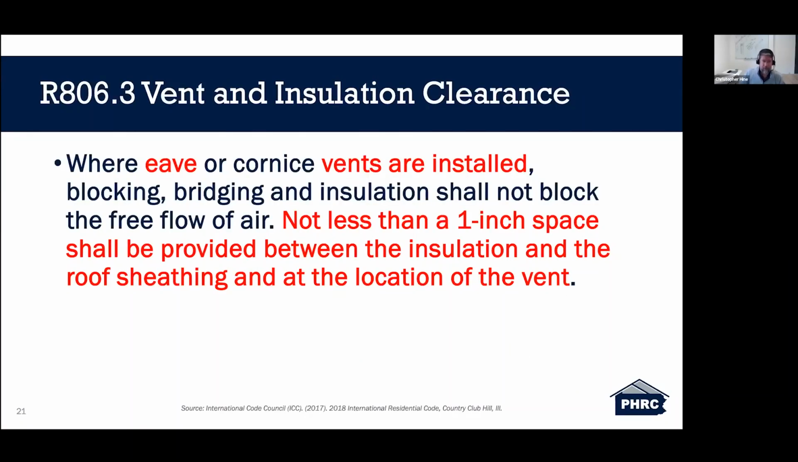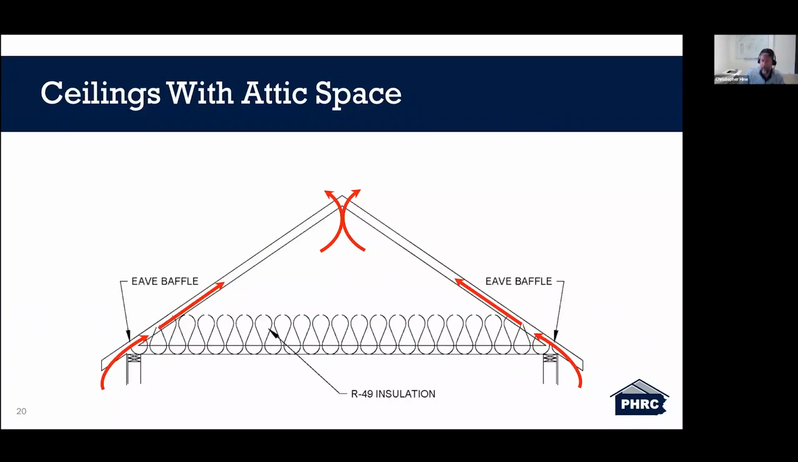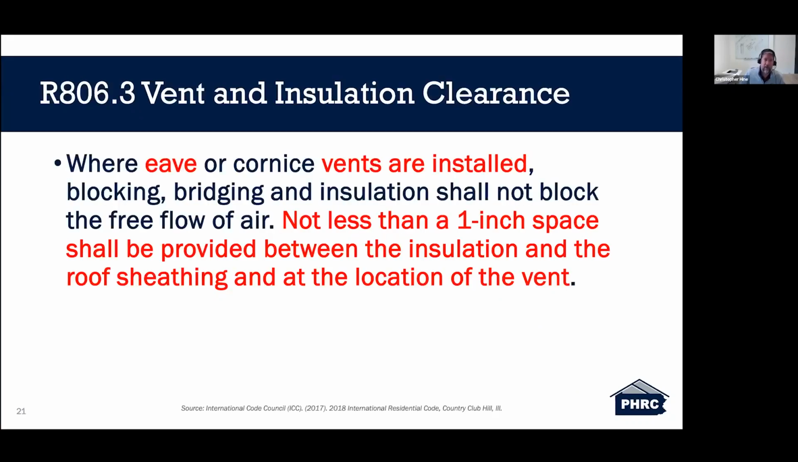So where eave or cornice vents are installed, blocking, bridging, and insulation shall not block the free flow. And then it says not less than 1 inch of space shall be provided between the insulation and the roof sheathing, from the location of the vent out through the top. So jumping back to this slide here, that's why I have the eave baffle specifically called out in this location, because we have insulation being compressed up against the underside of the roof sheathing, and the provision that I just read states that you have to ensure that you have that ventilation happening between the insulation and the roof sheathing.